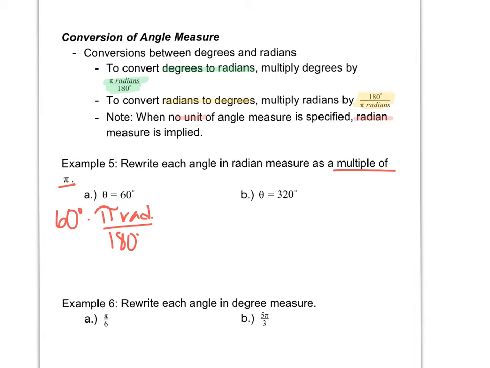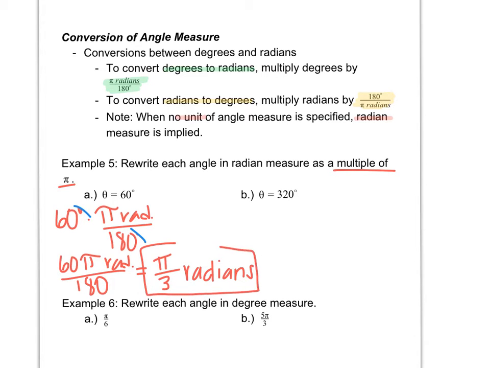Now, because the degrees are in opposite spaces, those two degree measures cancel out. And so we have 60 pi radians over 180, which of course we simplify. Remember, fractions always get simplified. When I simplify, that gives me pi over 3 radians, since 60 goes into 180 3 times. Okay, and so this is the measurement you're looking for right there.